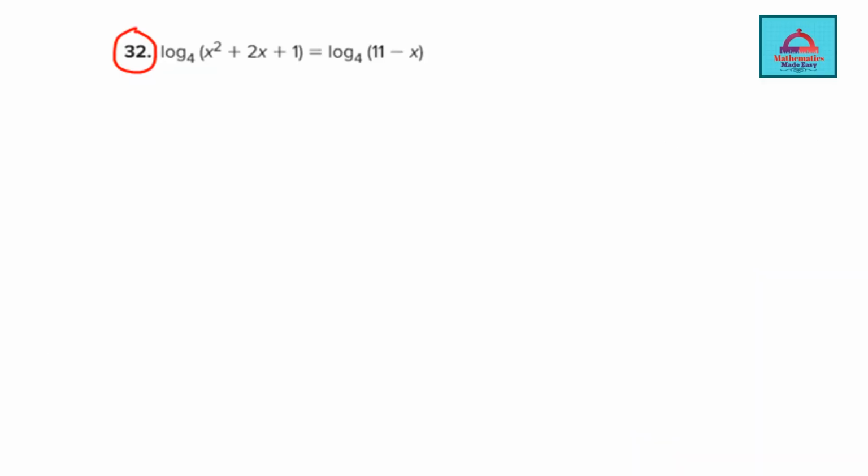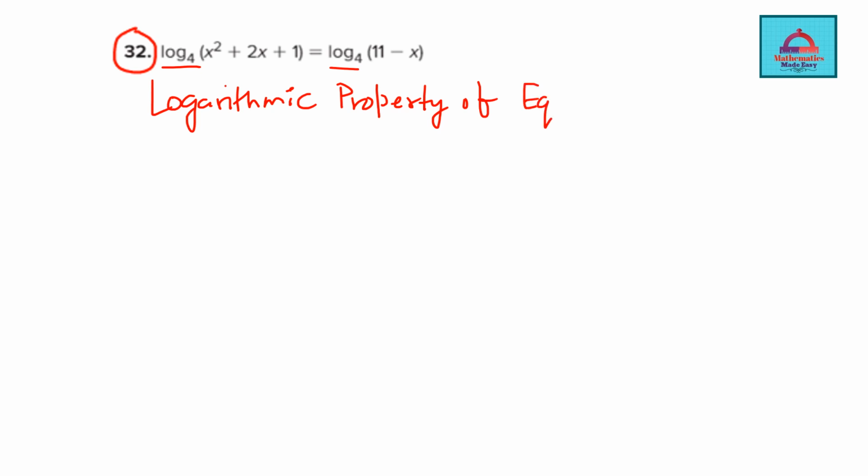Okay, let's solve this logarithmic equation now, and before we solve it further, let's see that both sides log have the same base, so we can easily apply our logarithmic property of equality. And when we apply that, if both logs have the same base, the inside part is also same. That means x squared plus 2x plus 1, the one which was in bracket on the left, will be equal to the bracket on the right.